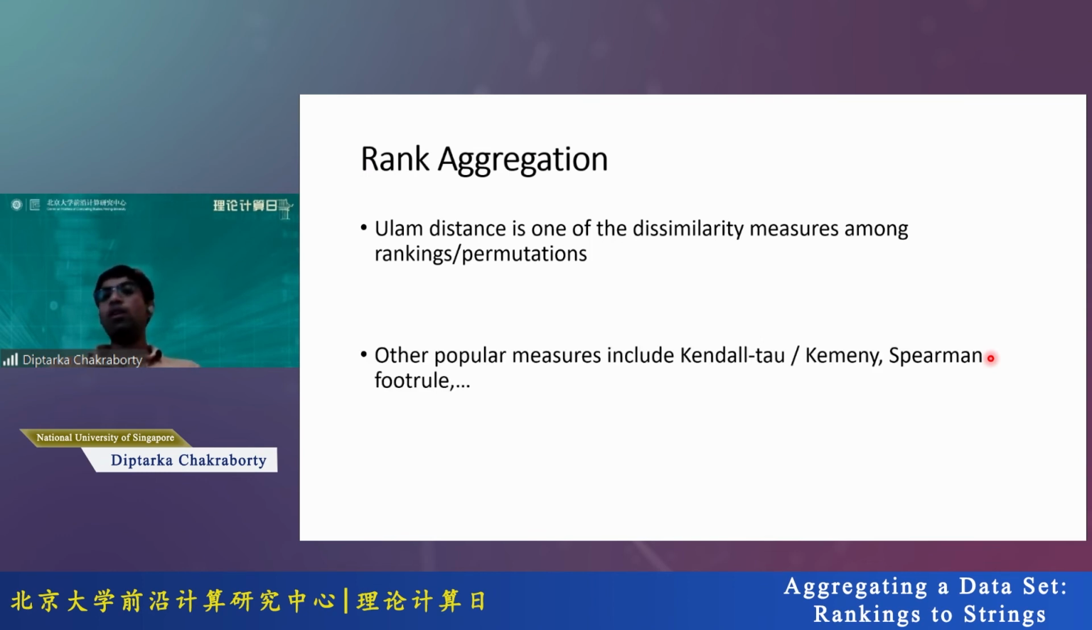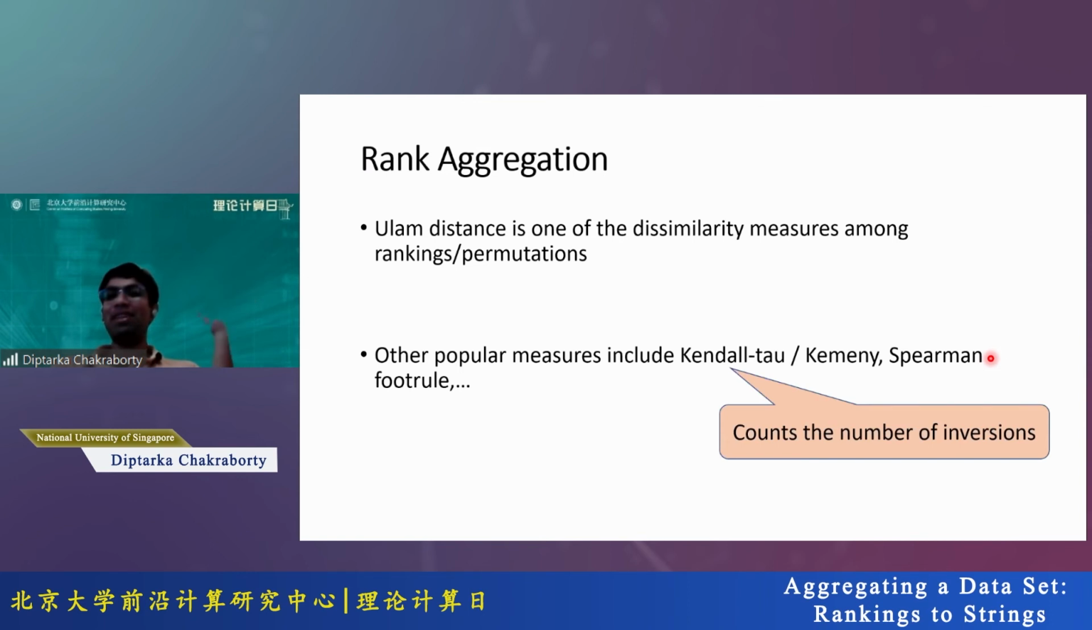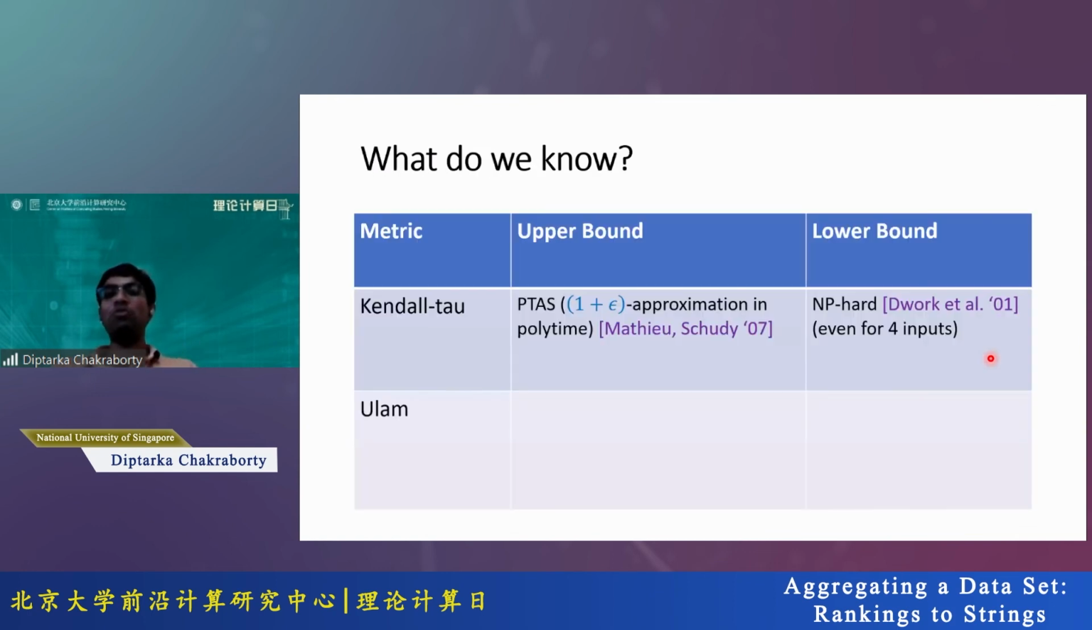Ulam distance is one of the common dissimilarity measures among rankings. But there are also other popular measures, for example, Kendall tau, Spearman footrule, and so on, and also several Minkowski distances. One particular thing I want to highlight here is Kendall tau, because this is one of the most popular measures. In the Ulam distance, we compute the minimum number of insertions and deletions. But in Kendall tau, we count the number of inversions. You don't have to know the definition of Kendall tau for now; you can ignore it, but I just wanted to point this out.